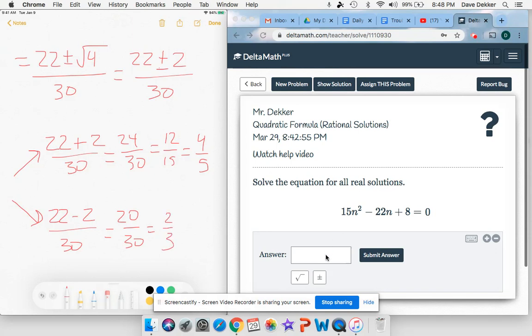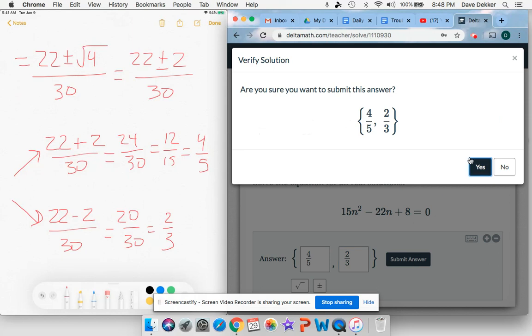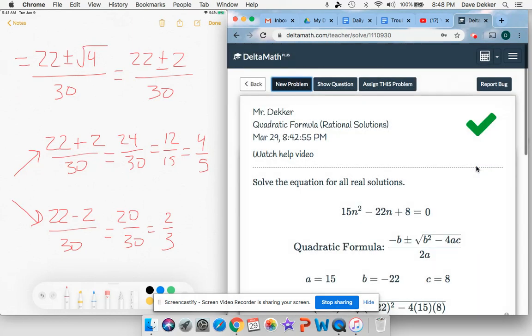So when I go to my answers, they should allow me to put in a couple different ones. I'm going to go 4 divided by 5, and then a comma. When I put in a comma, it allows me to enter a second one. So 2 divided by 3. That's what I want to put in as my answers. Let's see what happens. Submit my answer. Yes, that sounds good. I got the right answer. So again, what this means is 4/5 and 2/3, which is really 0.8 and 0.6 repeating. Those are the x-intercepts for this original equation.